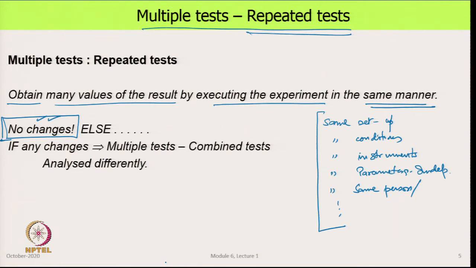But now consider a case where we did a few experiments and then we went away and replaced one of the instruments. Say we replaced a pressure transducer or we replaced one of the temperature sensors by an identical one, and by identical there are many practical implications. It could be from the same make, same model, or from a different make but identical in all ways.